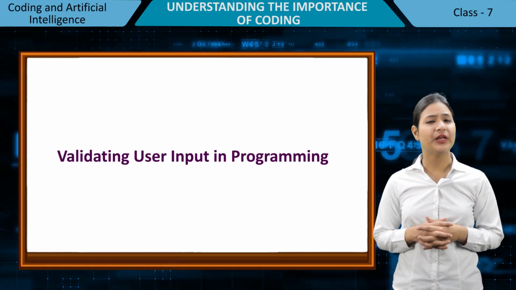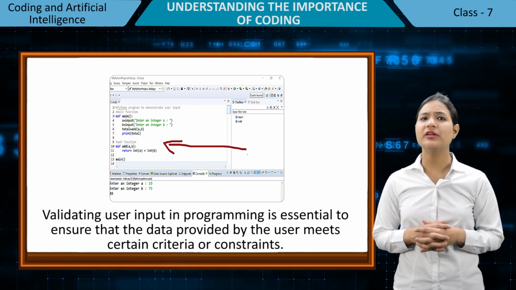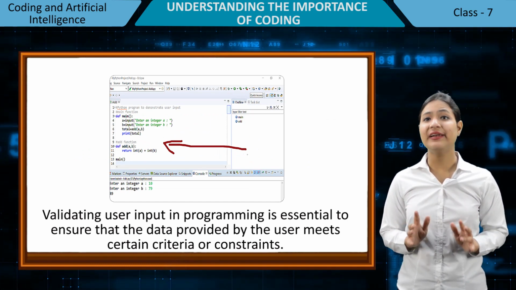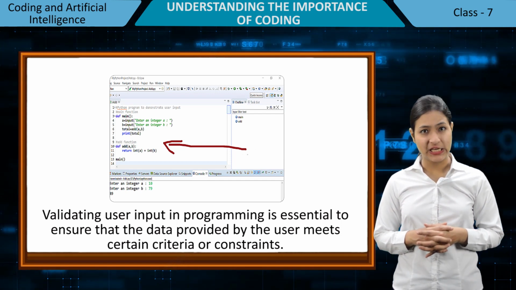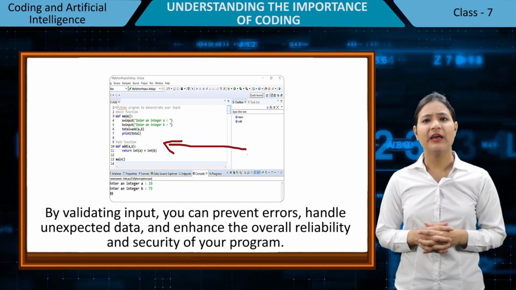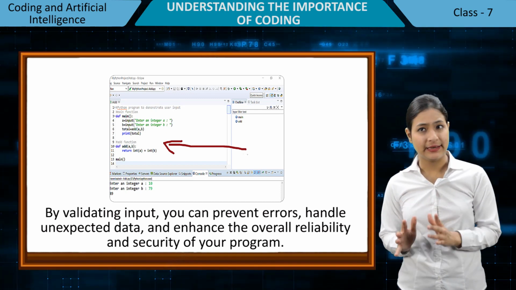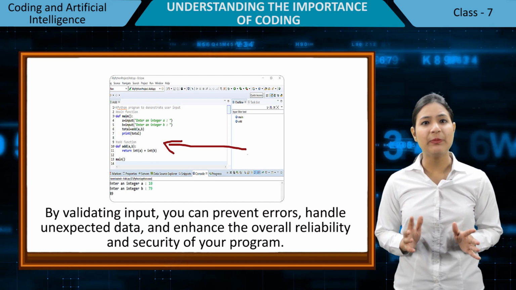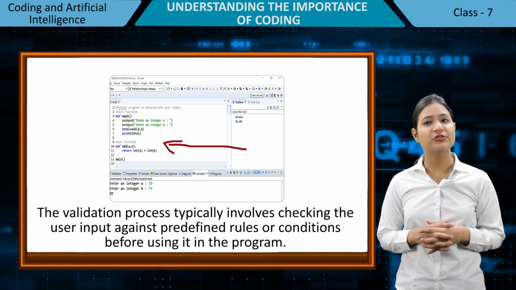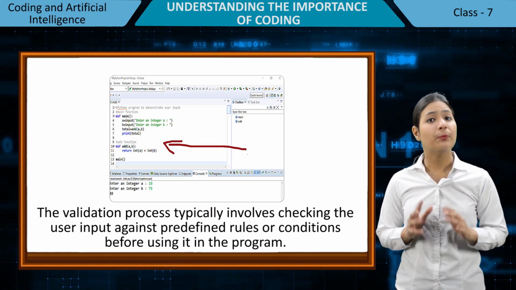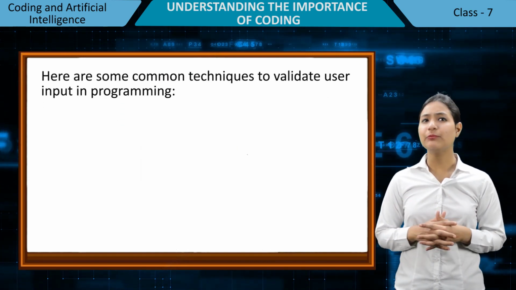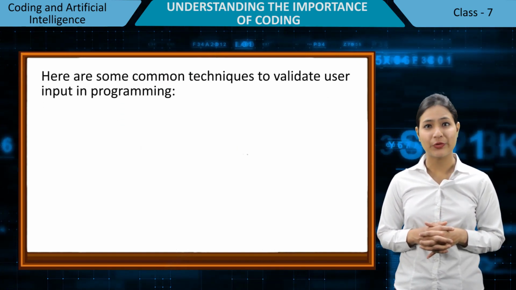Validating user input in programming. Validating user input in programming is essential to ensure that the data provided by the user meets certain criteria or constraints. By validating input, you can prevent errors, handle unexpected data, and enhance the overall reliability and security of your program. The validation process typically involves checking the user input against predefined rules or conditions before using it in the program. Here are some common techniques to validate user input in programming.